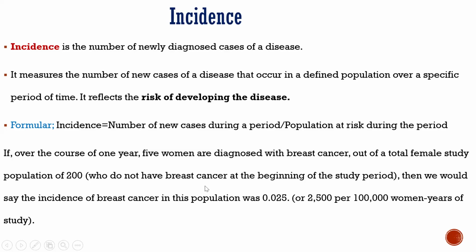So it's 5 over 200, which is equal to 0.025. So our incidence rate is 0.025, and if we are converting it to a percentage, we are going to get 2.5% incidence rate. And if you're converting it to per 100,000 women, you just multiply the number by 100,000, and you're going to get 2,500 per 100,000 women per year of study. Do you understand? So that is it about the incidence. Please, I want you to note the difference between prevalence and incidence.